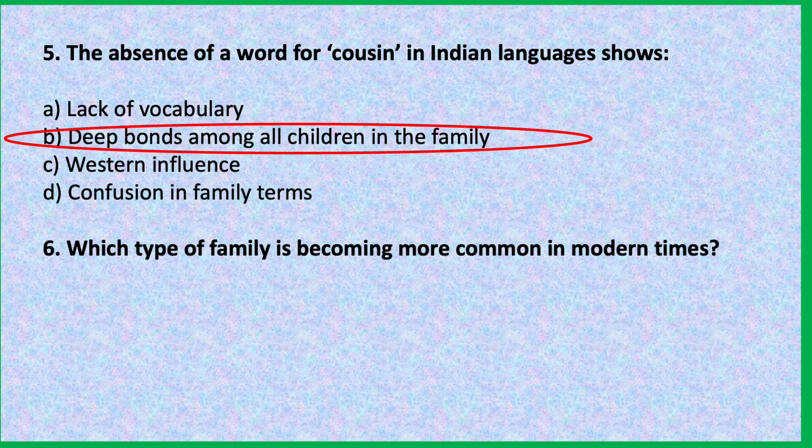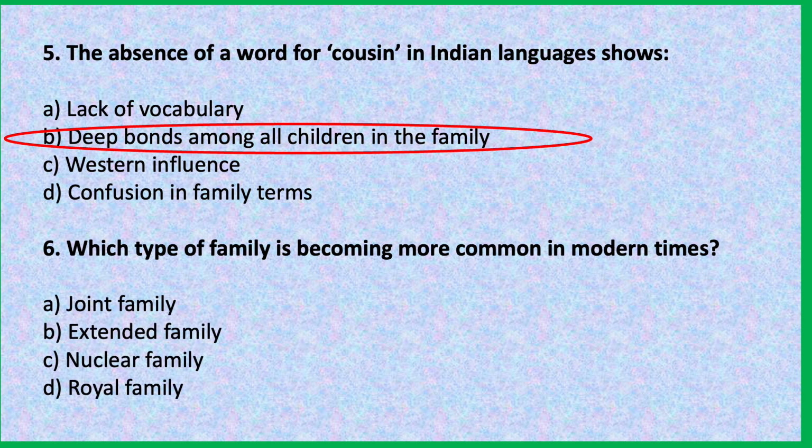Which type of family is becoming more common in modern times? Options are joint family, extended family, nuclear family, royal family. Which is the correct answer? Nuclear family. Nuclear family is becoming more common in modern times.